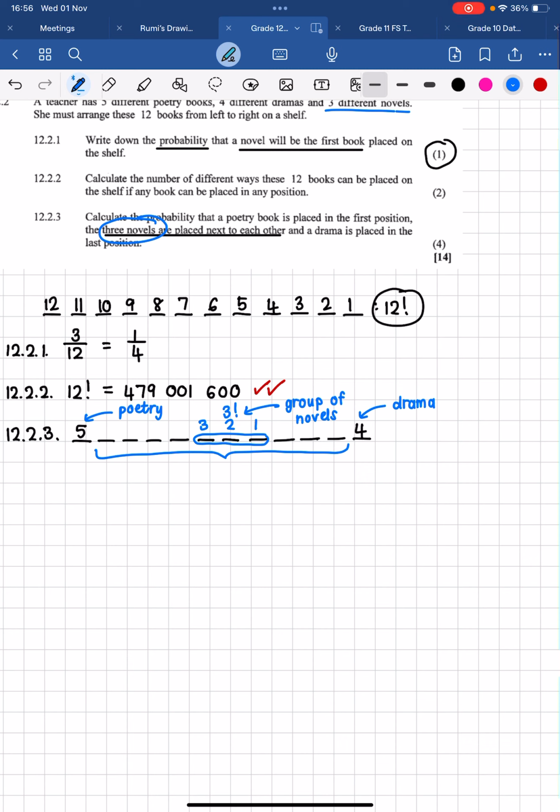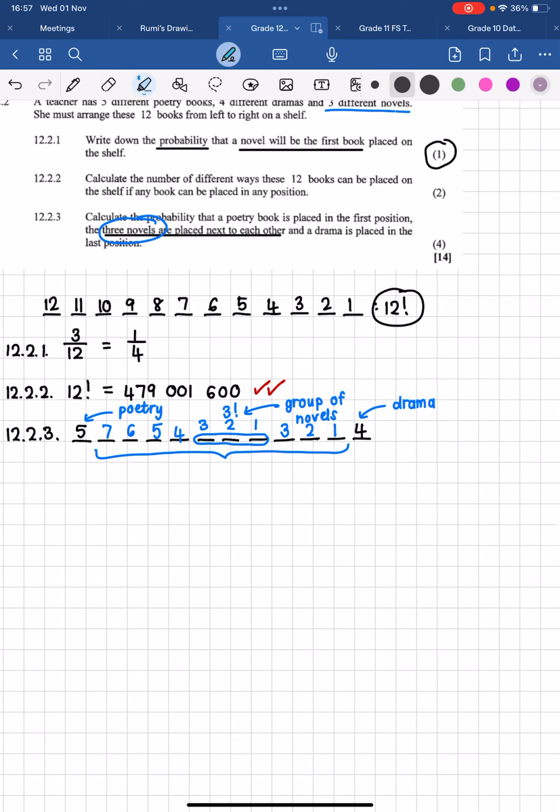Now any of these 7 books can go in this slot. Then I have 6 books left. Then I have 5 books left. Then I only have 4 left. I only have 3 left. I only have 2 left. And the last book is going to go there. Okay, let's see if you guys can see that. Yes, Mimi, 7, exactly.